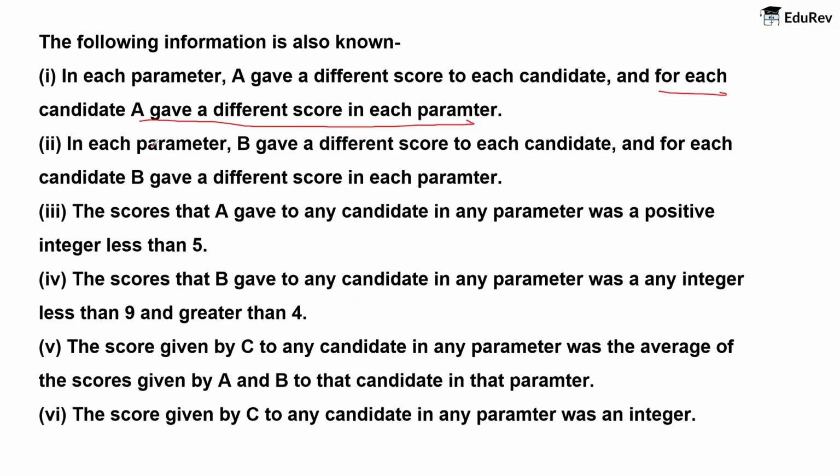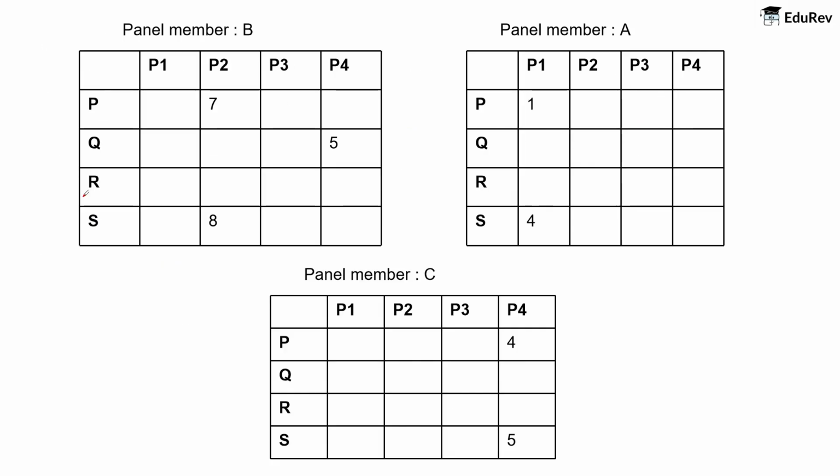Same statement for B is given. In each parameter, B gave a different score to each candidate, and for each candidate, B gave a different score in each parameter. So both the statements are same for A and B. The scores that A gave to any candidate in any parameter was a positive integer less than 5. So this is an important information. Let's try using this. So I have framed another slide for the table so that we can fill them comfortably. So for panel member A, okay, now one more source of error before we move ahead to the solving.